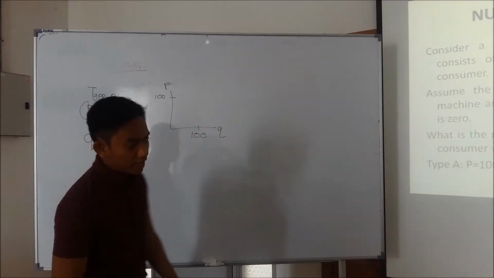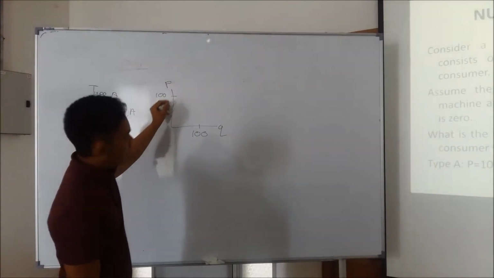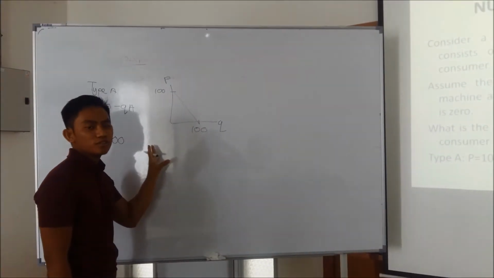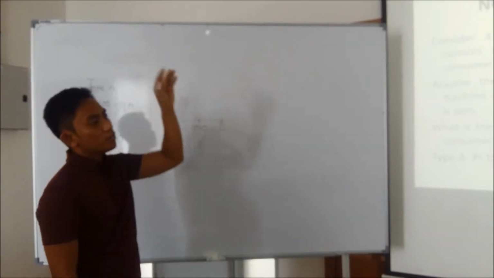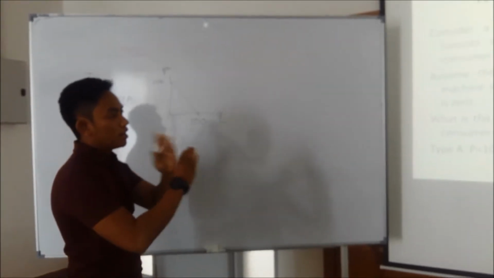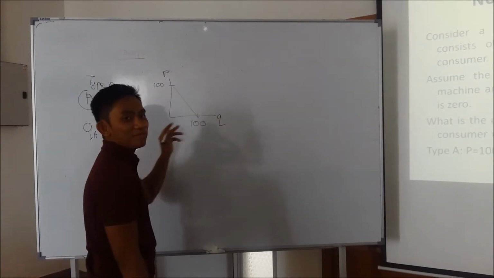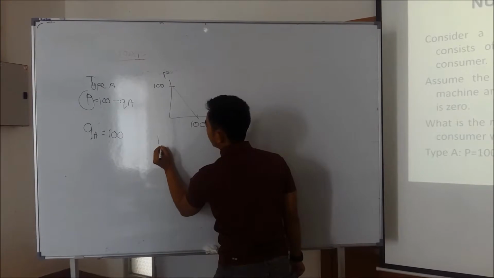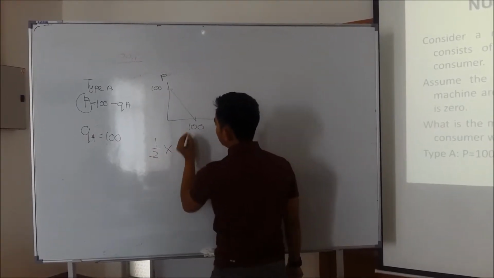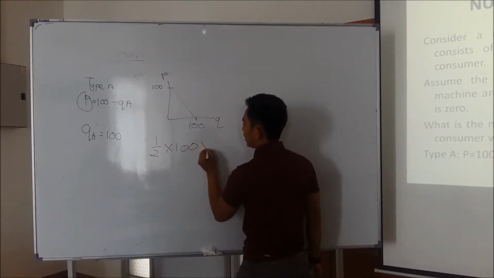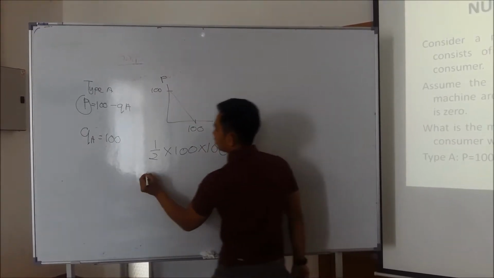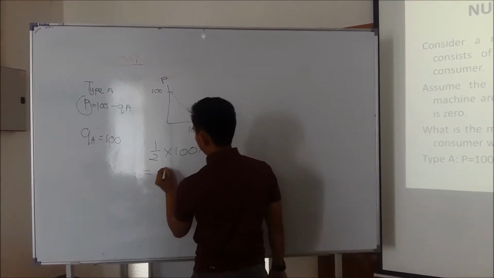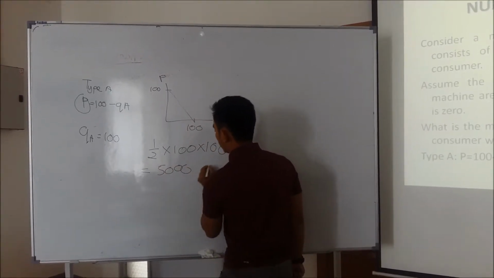Okay, that's all. This is a triangle. The formula of the triangle is 1/2 base and height. 1/2 base is 100, height is 100. The answer is 5,000. This is for the type A.